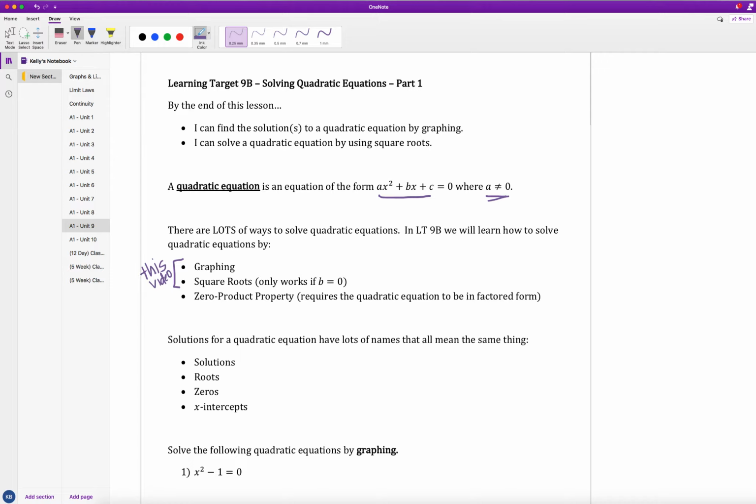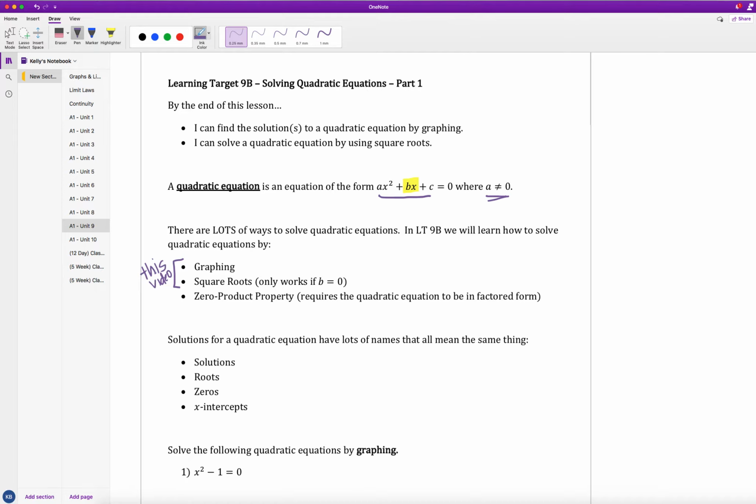The other thing I want to point out is graphing. You can use graphing anytime actually, but you only want to use it if it's a function that's easy or quick to graph. Square roots, on the other hand, only work if the b term is equal to 0. So remember that b term is our middle term with our x there, so square roots only work if that middle term is going to be equal to 0.